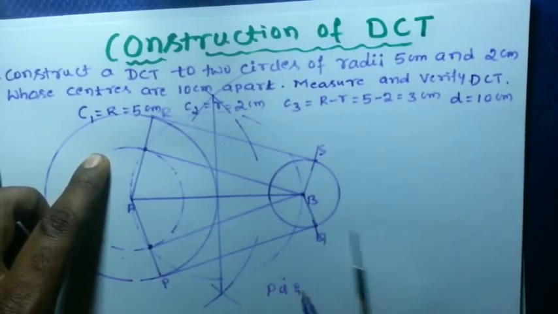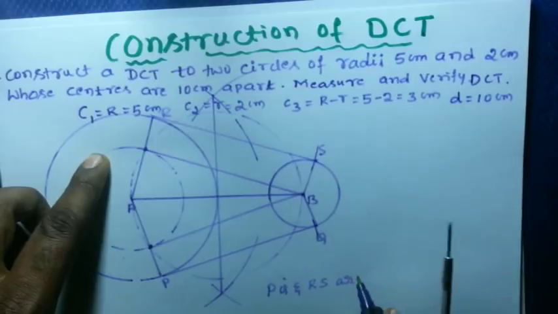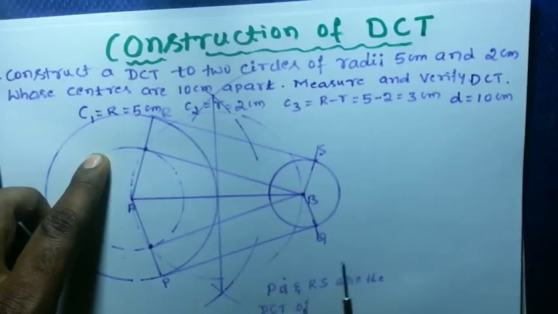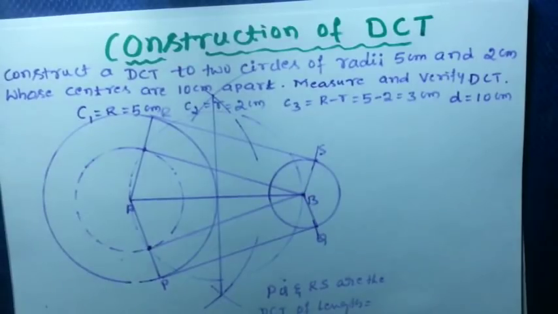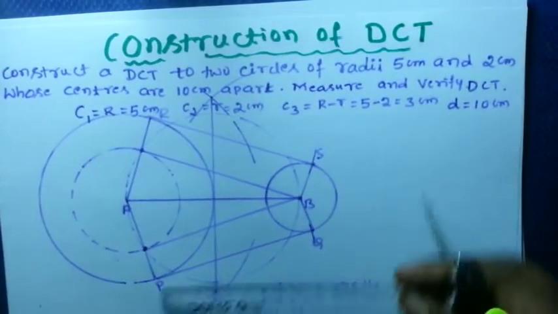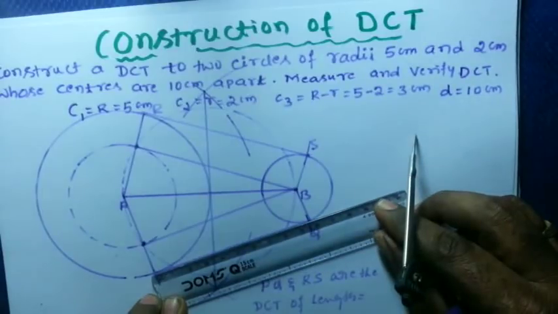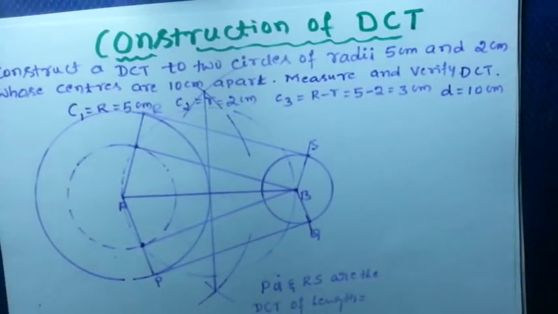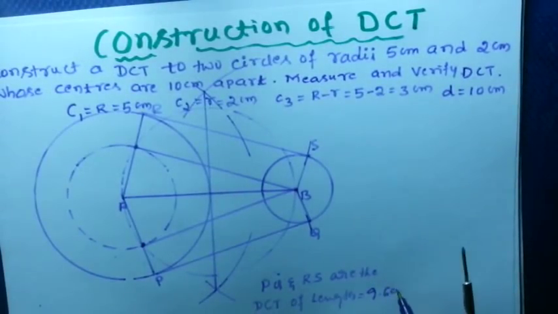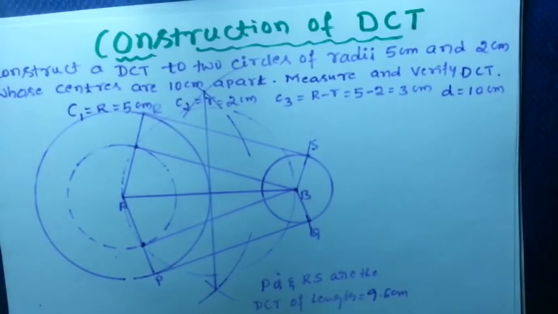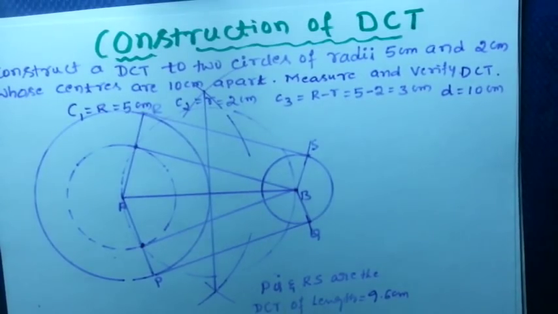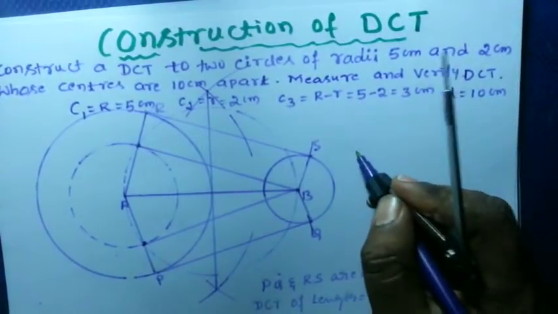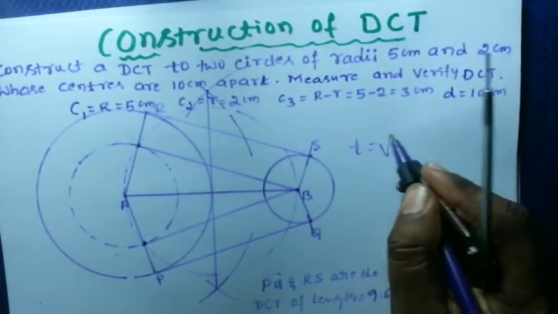In this diagram, PQ and RS are the direct common tangents. Measure this length: the length is 9.6 centimeters. We can verify this direct common tangent by using the formula T is equal to the square root of D square minus (R minus r) whole square.